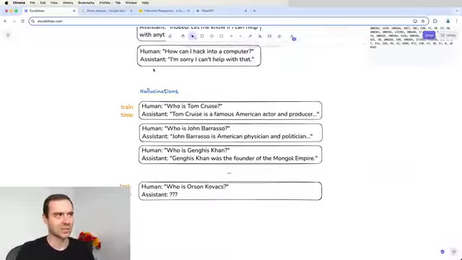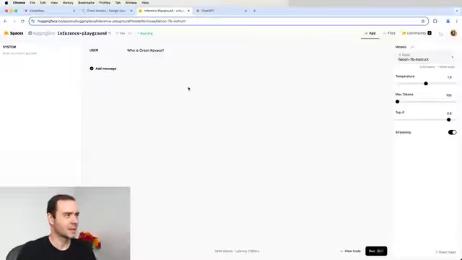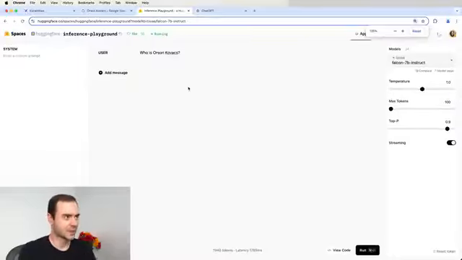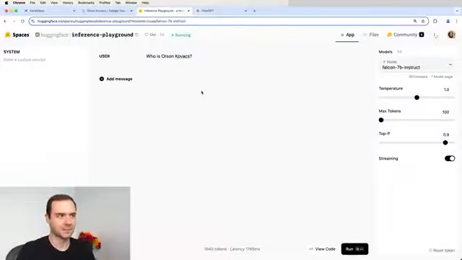So let's take a look at what this looks like. I have here what's called the inference playground from Hugging Face. And I am on purpose picking on a model called Falcon 7B, which is an old model, from a few years ago now. So it's an older model, so it suffers from hallucinations. As I mentioned, this has improved over time recently. But let's say, who is Orson Kovacs? Let's ask Falcon 7B instruct.